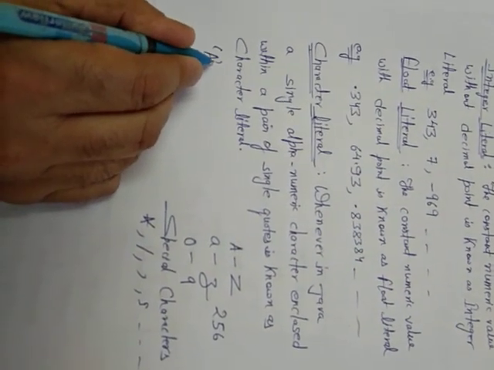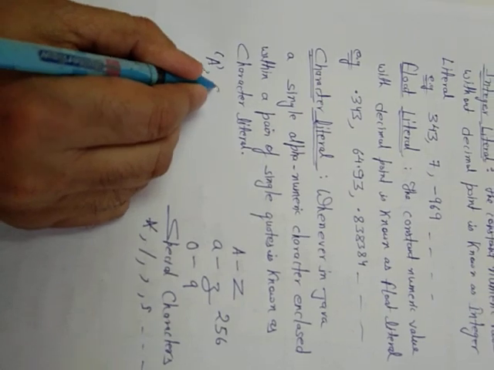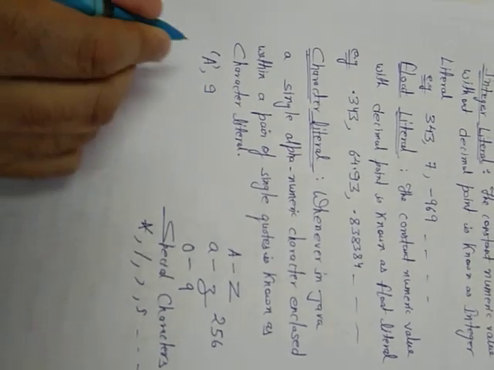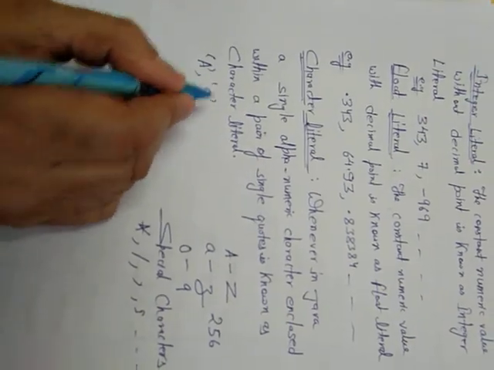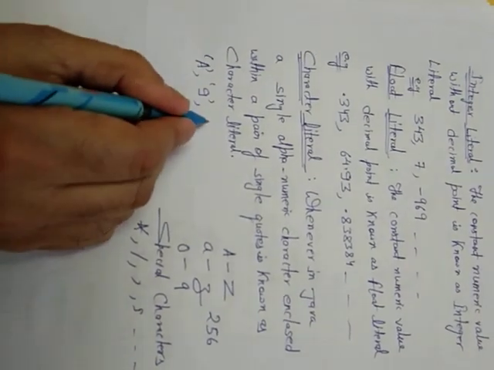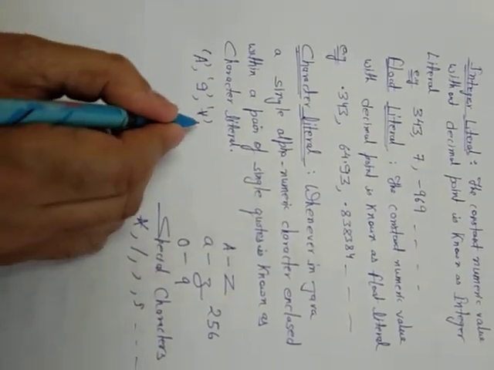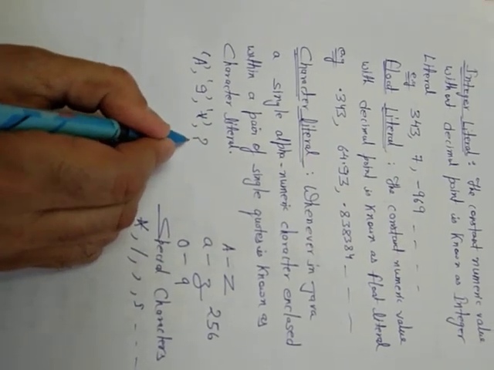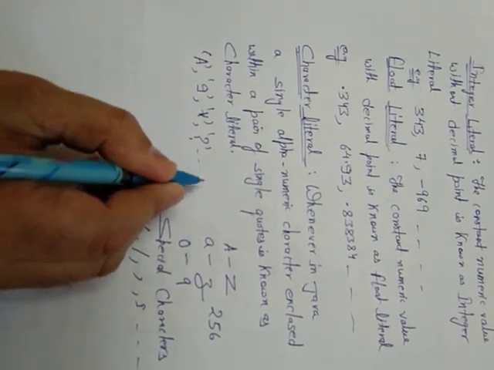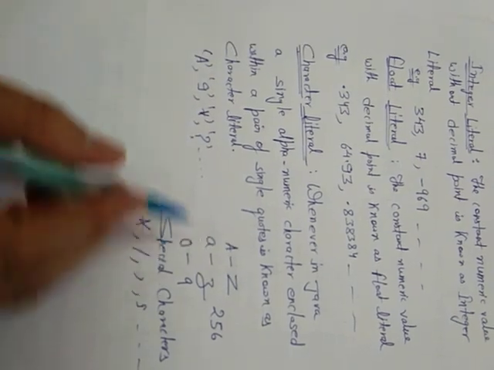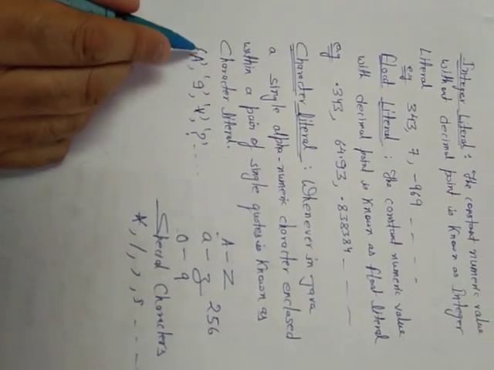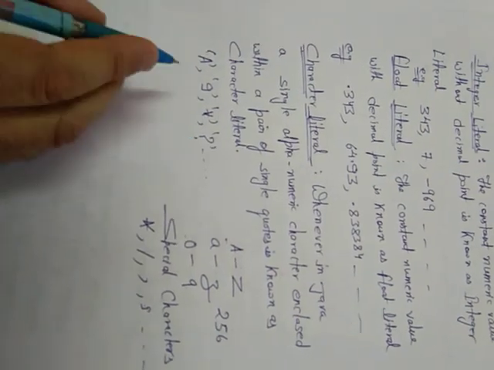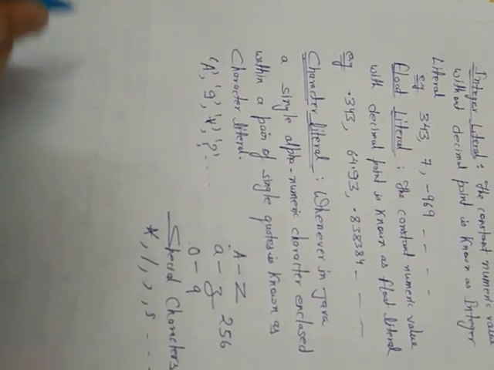Here A is enclosed in a single quote, it is a character literal. Here 9, and keep in mind it is not an integer here. Till now it is an integer, but when I put it in single quotes it becomes a character literal. Asterisk in single quotes, character literal. Question mark in single quotes, it is a character literal. Whenever a single alphabet or a numeric value or a special character is enclosed within a pair of single quotes, it is known as character literal.